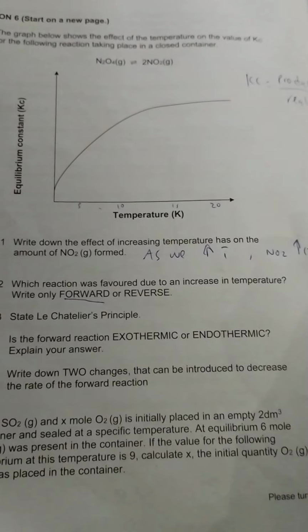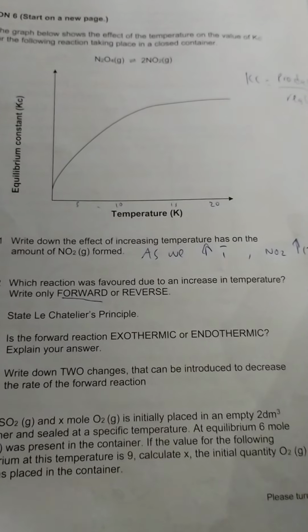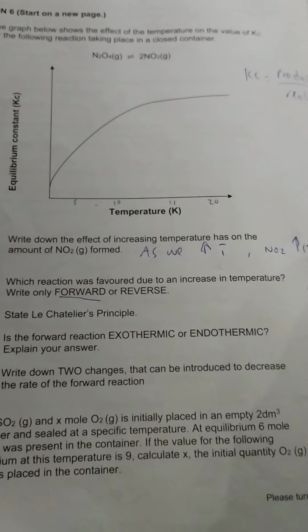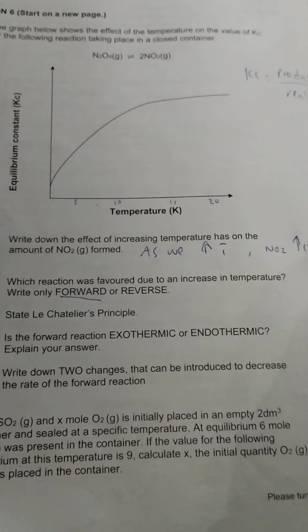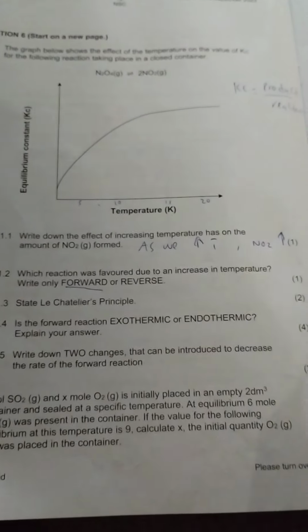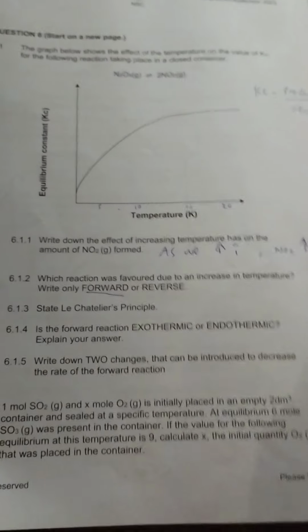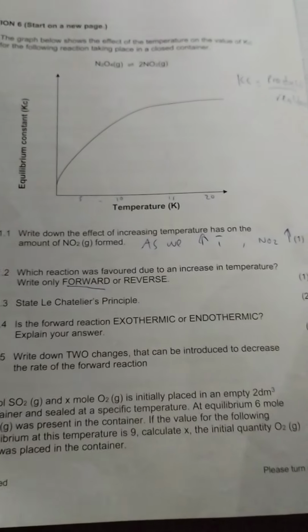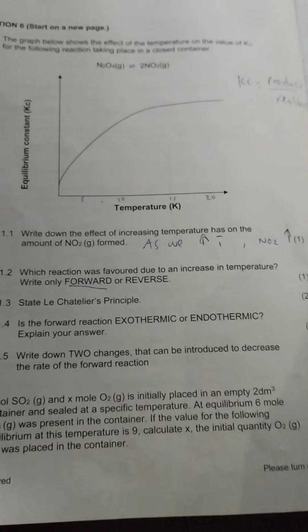So if you're having a closed system, whenever there's a disturbance, the equilibrium will shift to the other direction to oppose the change. That'll be the principle. And then if you want, you can use the textbook as well, because I want to go straight to questions. Is the forward direction exothermic or endothermic?